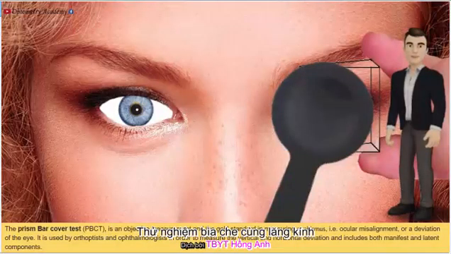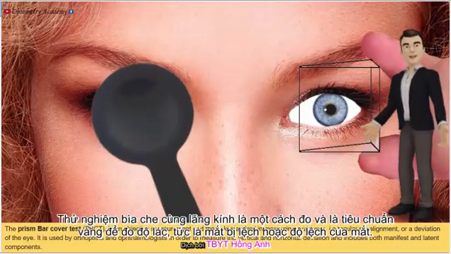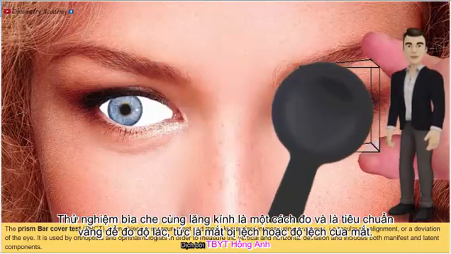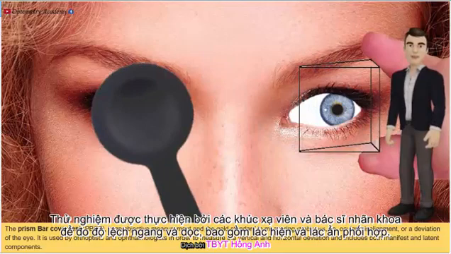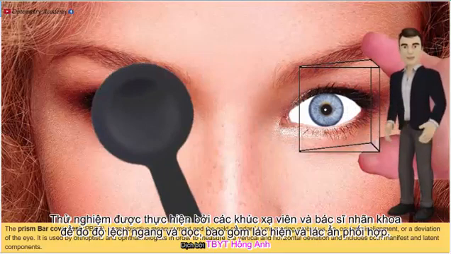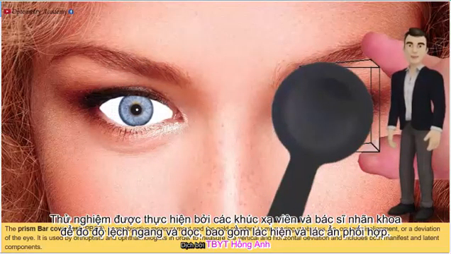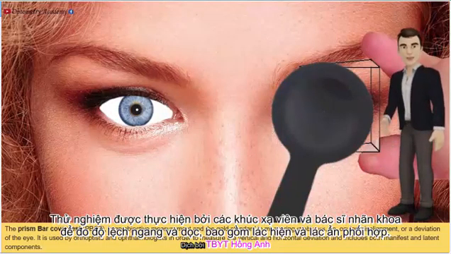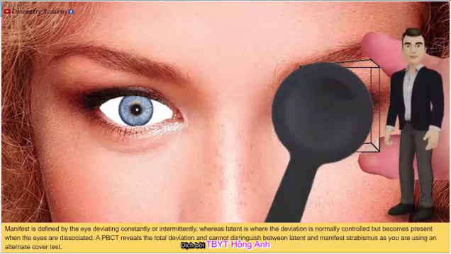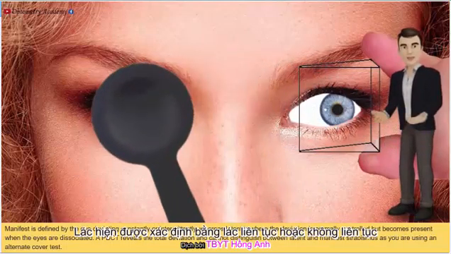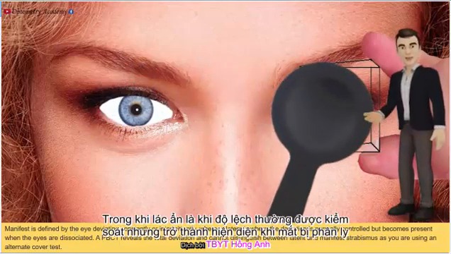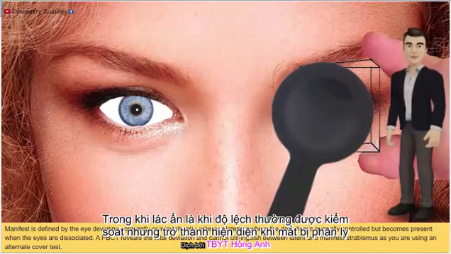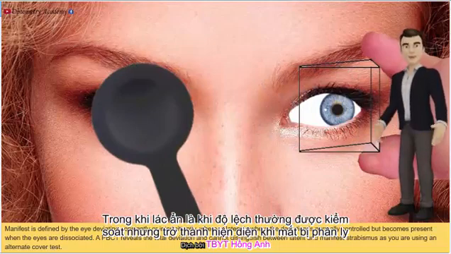The Prism Bar Cover Test (PBCT) is an objective measurement and the gold standard in measuring strabismus, that is ocular misalignment, or a deviation of the eye. It is used by optometrists, orthoptists, and ophthalmologists in order to measure the vertical and horizontal deviation and includes both manifest and latent components. Manifest is defined by the eye deviating constantly or intermittently, whereas latent is where the deviation is normally controlled but becomes present when the eyes are dissociated.